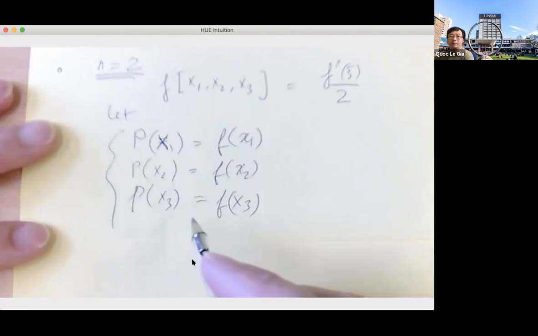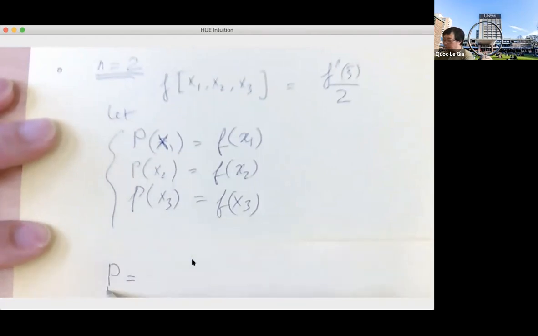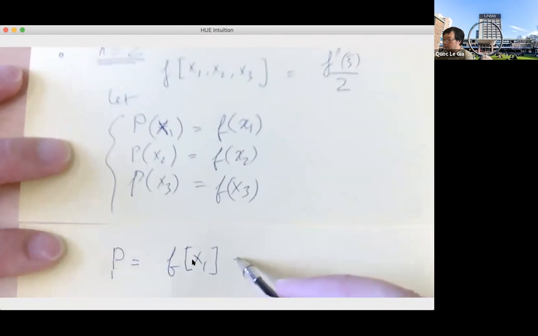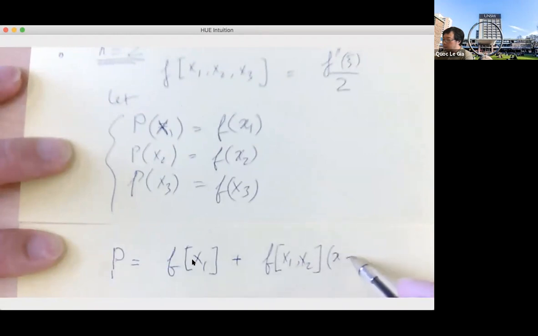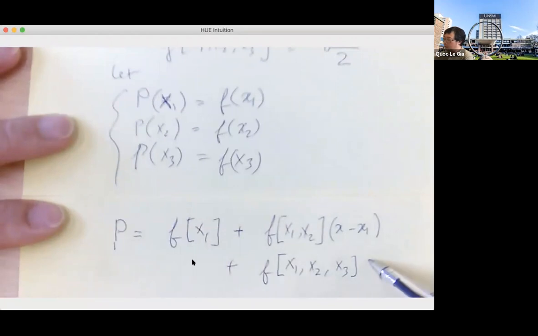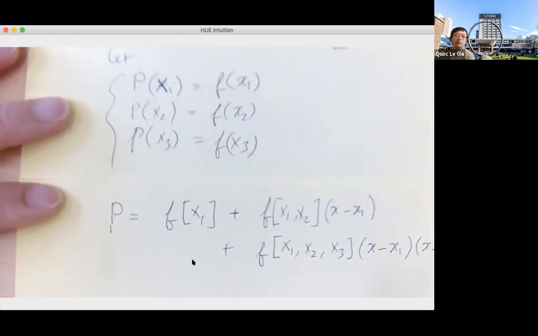Remember, p can be written as f(x1), using the knowledge of the Newton form, plus the divided difference f[x1, x2] times (x minus x1), plus f[x1, x2, x3] times (x minus x1)(x minus x2). Okay, so far so good.